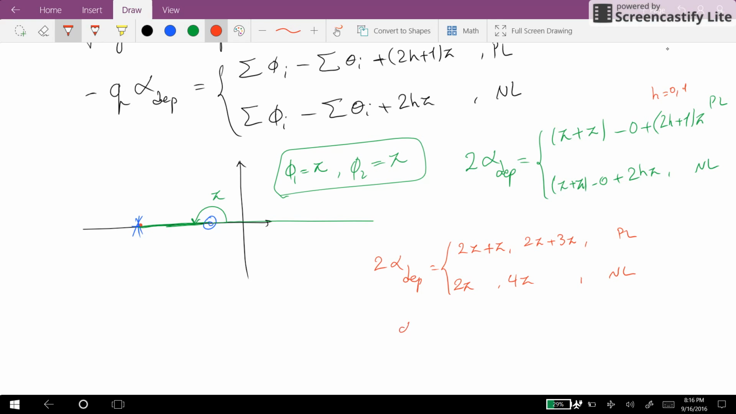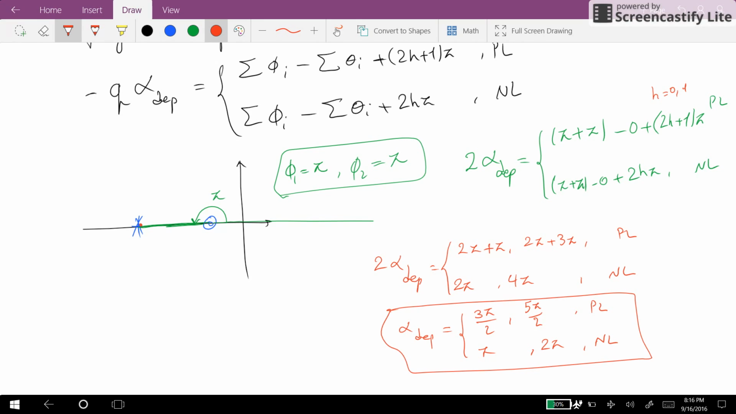Or in other words, alpha departure will be equal to 3 pi over 2 and 5 pi over 2, or we can say pi over 2 for positive locus, pi and 2 pi for the negative locus. You could also have gotten rid of 2 pi's at the beginning, but that's fine.